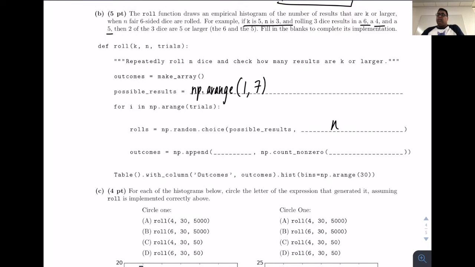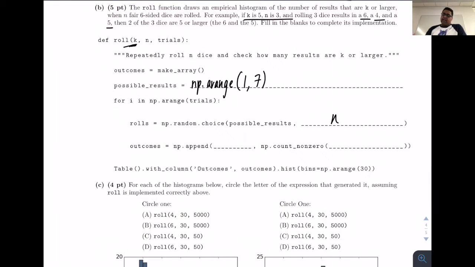And now what we want to do is keep track of the number of times the results we get are greater than k. So outcomes: when we look at the function np.append, its first argument must be the array that already has all the data that we want. So this doesn't work the same way regular Python append does. np.append combines 2 lists. Since outcomes already contains all the data that we have, all we need to do is append the new values onto outcomes. And what we want to append onto outcomes is the number of times that our rolls was greater than or equal to k.